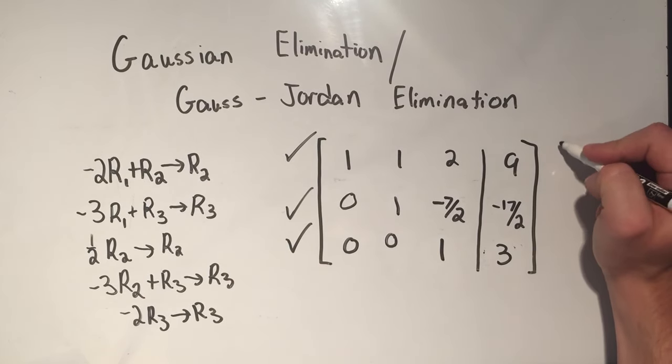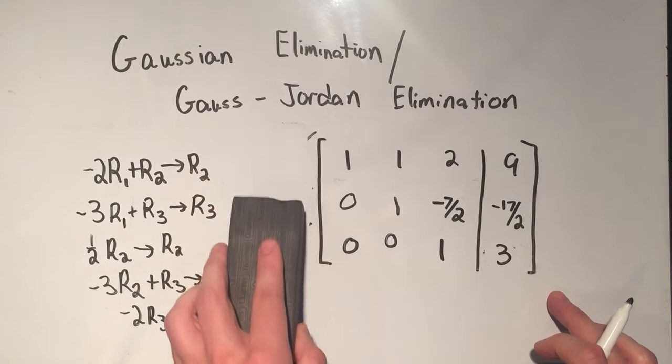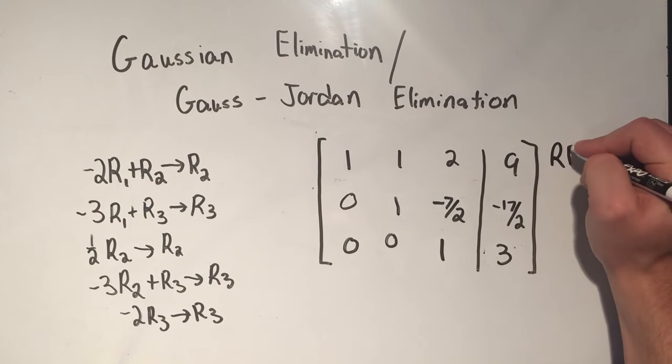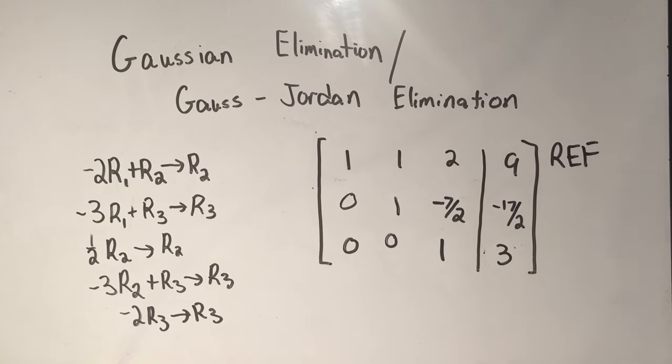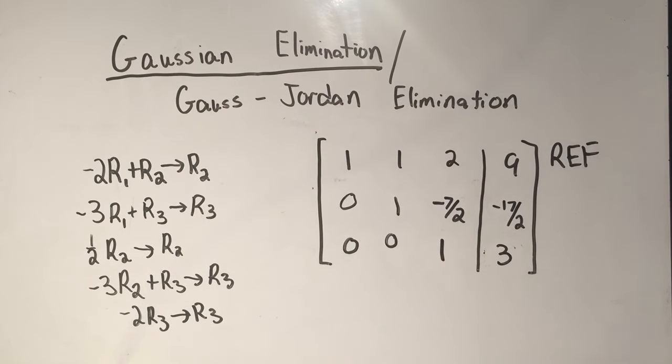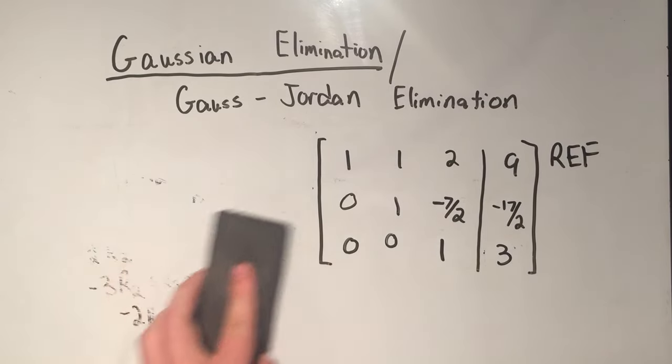So now what I've done here, the leading ones with zeros underneath, this is row echelon form. Okay, I don't know why it's called that, but that's what it's called. And this is as far as you would go with Gaussian elimination. You would put it in row echelon form. And you could solve your system like this.